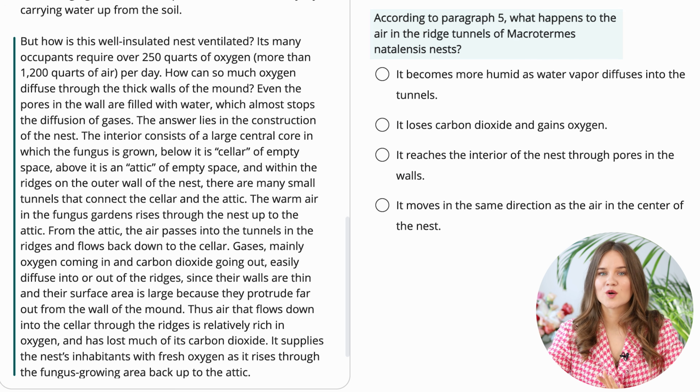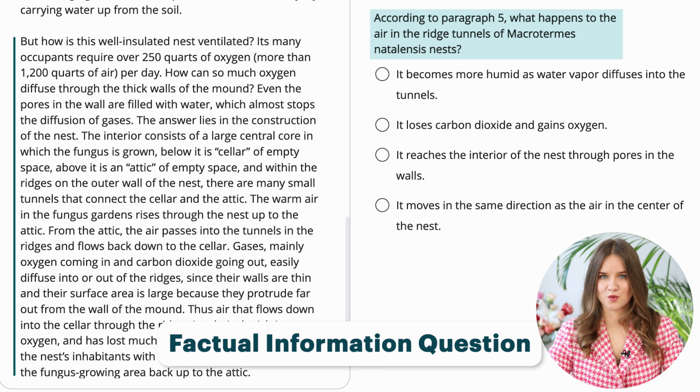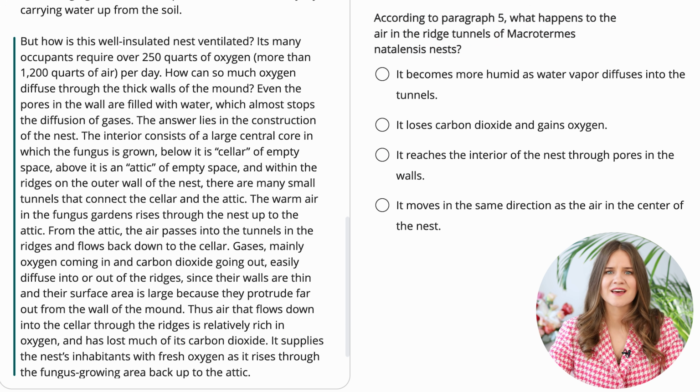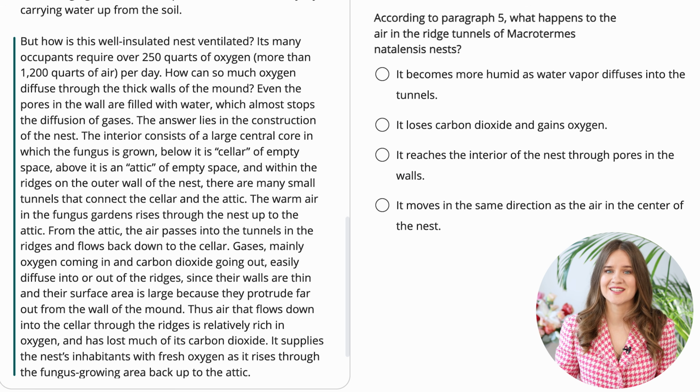Question 7. According to paragraph 5, what happens to the air in the ridge tunnels of Macrotermes natalensis nests? One more factual information question. Now, you might be thinking, oh no, I have to scan the entire paragraph again to find the keywords from the question. But guess what? You don't have to. Here is a key tip.